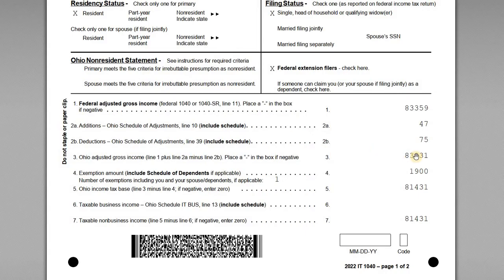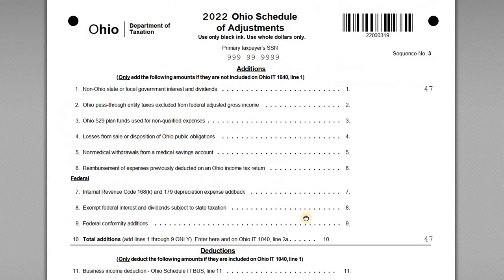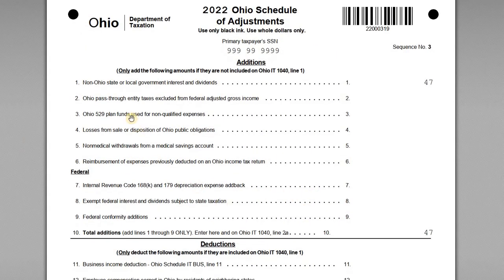And then now we have the additions and deductions. So Schedule A is where we report these additions and deductions. So if we jump to Schedule A for the adjustments, you can see here on line 1, any non-Ohio state or local government interest and dividends has to be added back. And so because this is Florida municipal interest, we have an addition to increase our Ohio adjusted income.